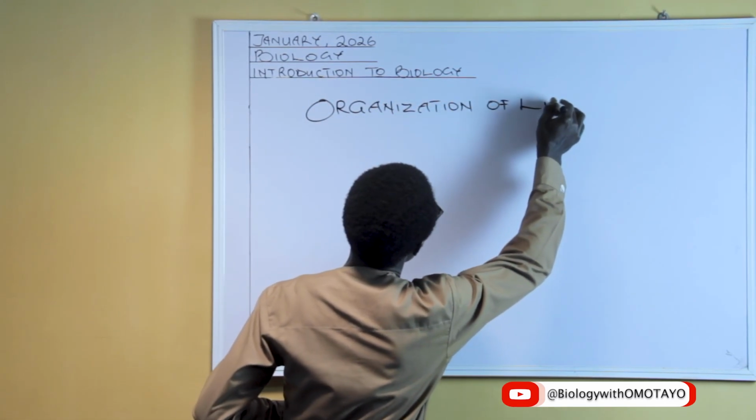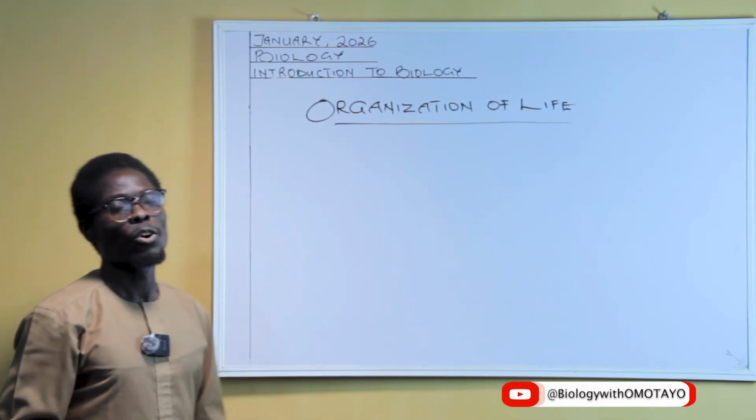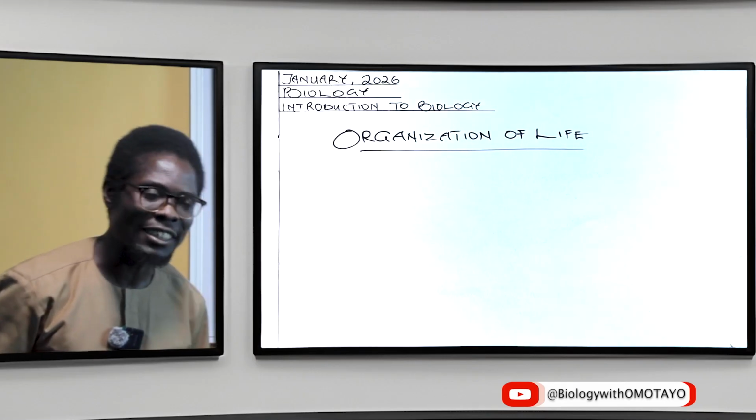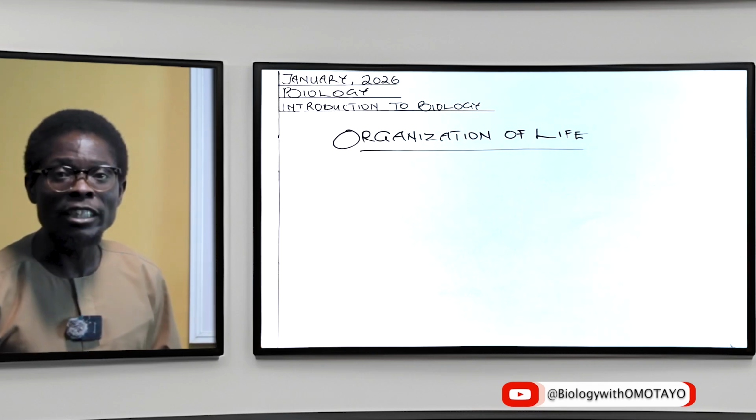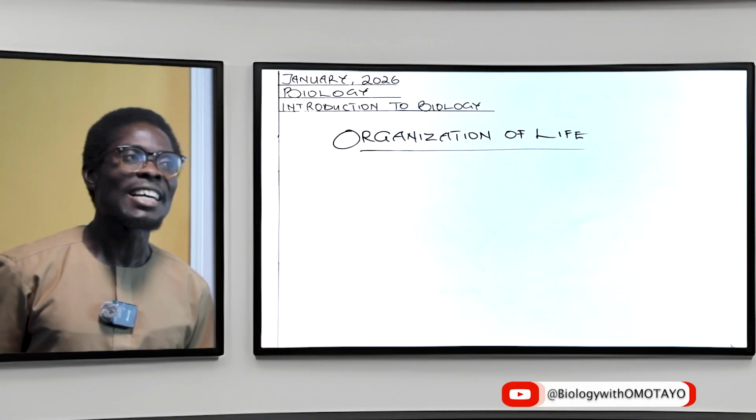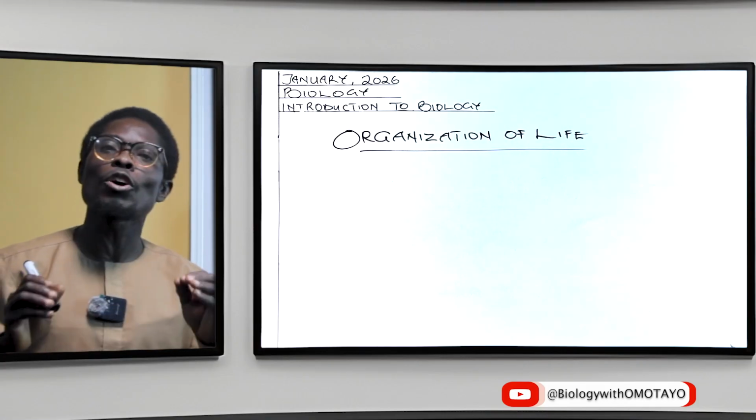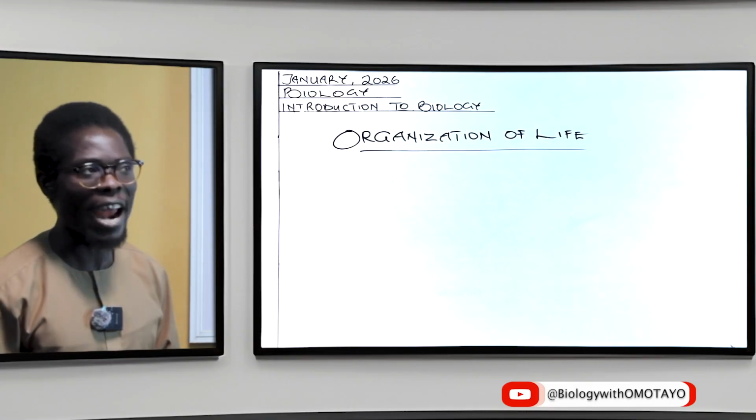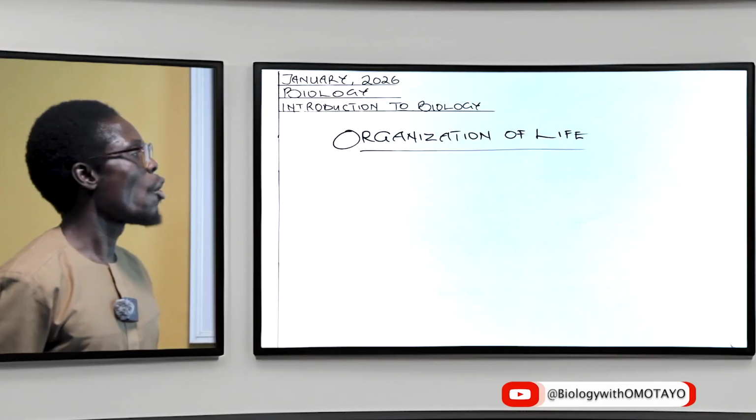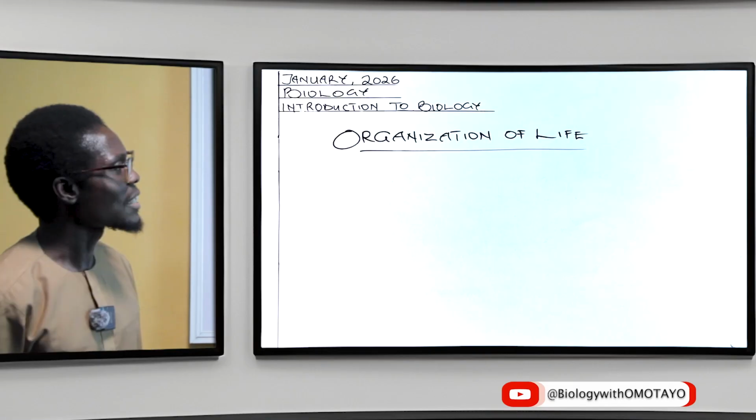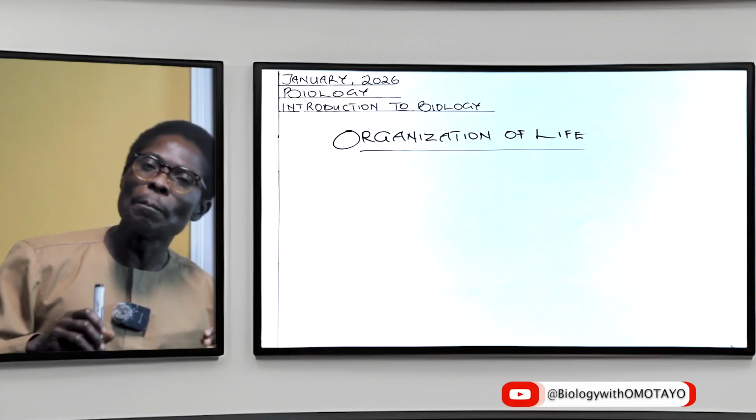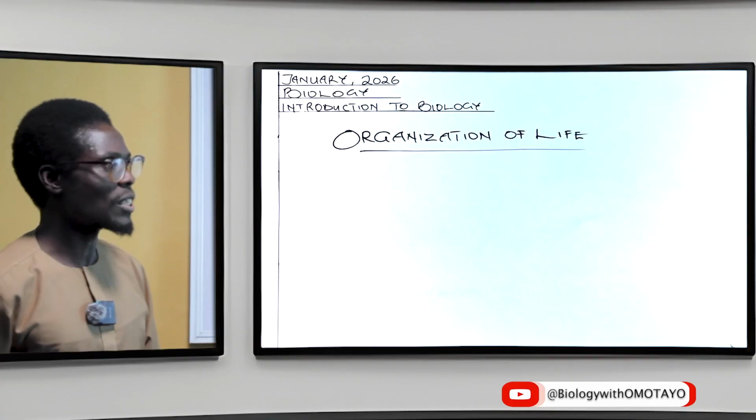Organization of life. Okay? And a quick one. When we say organization of life, what do we mean? We simply mean the orderly, stepwise arrangement of molecules, cells, and other structures in living things that helps to ensure the manifestation of life processes.